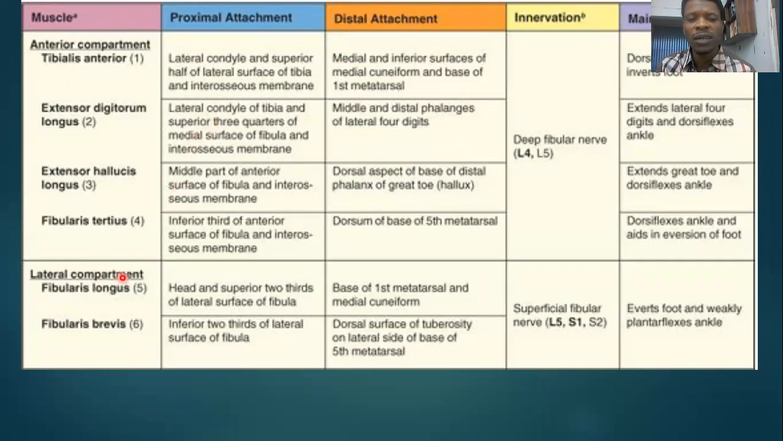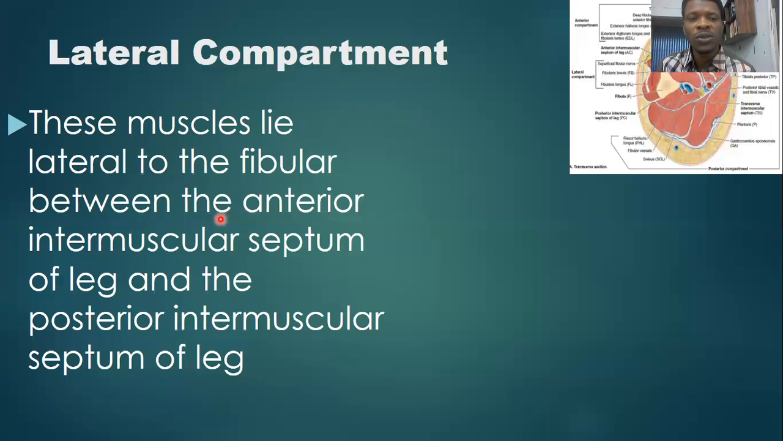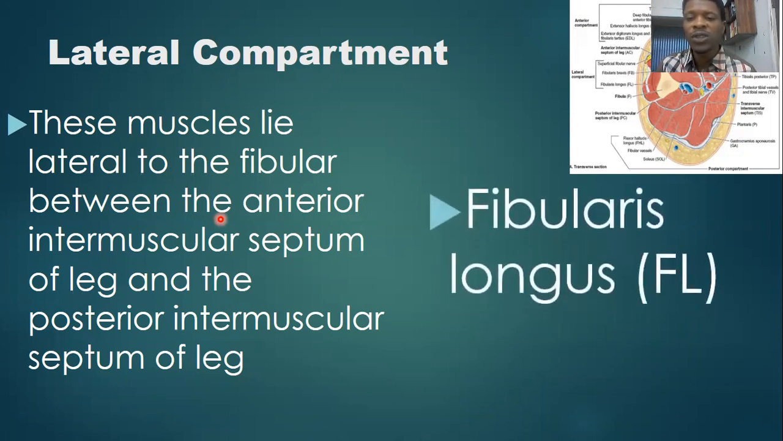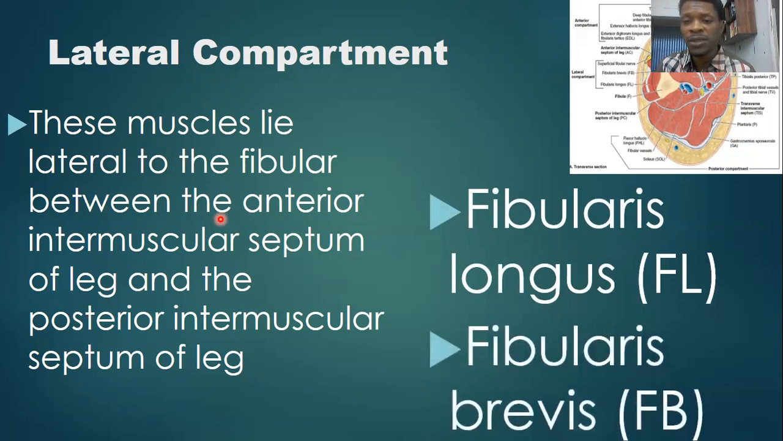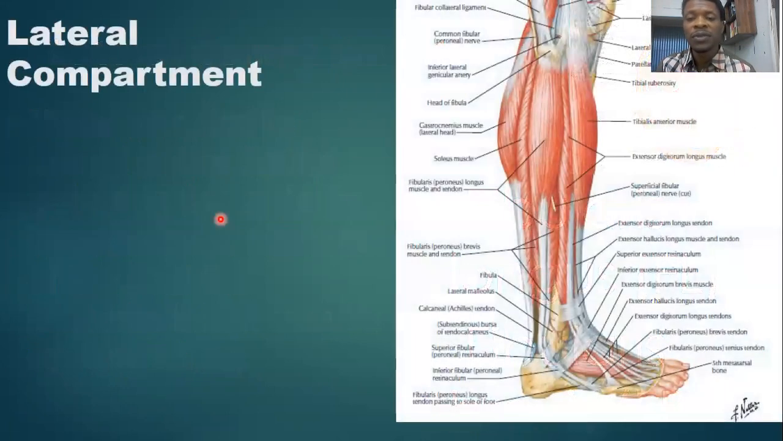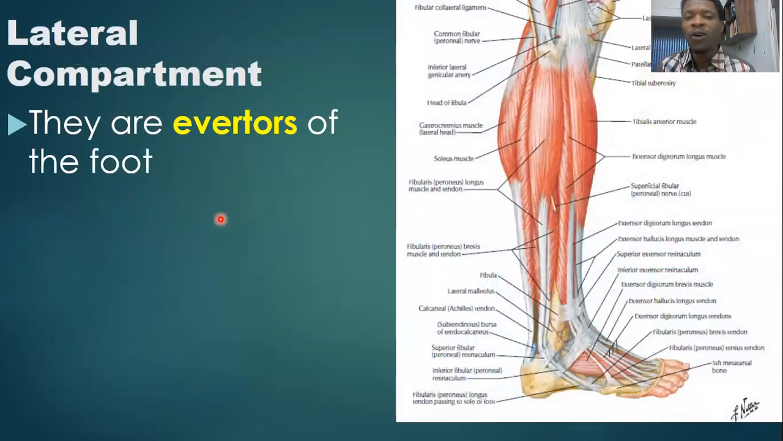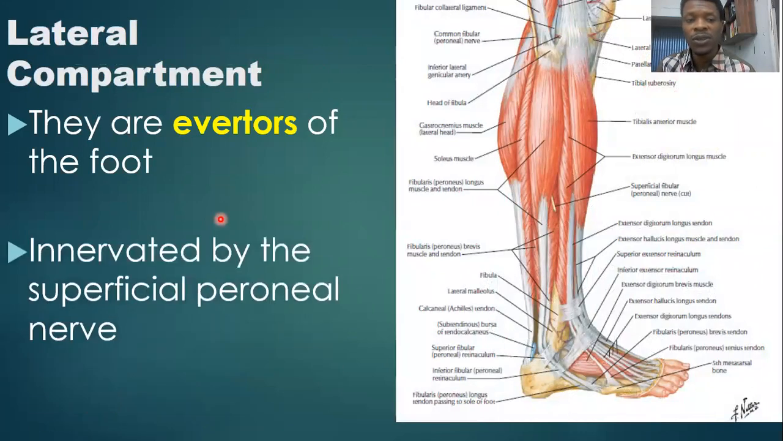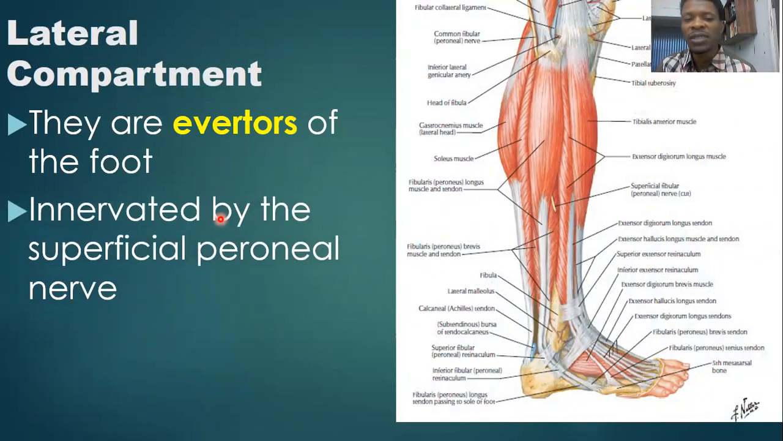But let's continue and go into more detail on the lateral compartment of the leg, which has just two muscles. They are lateral to the fibular bone, and they are in between the anterior and the posterior intermuscular septum. They are fibularis longus and fibularis brevis. I call them FLFB. They are all evertors, so they are everters of the foot, and they are innervated by the superficial peroneal nerve.